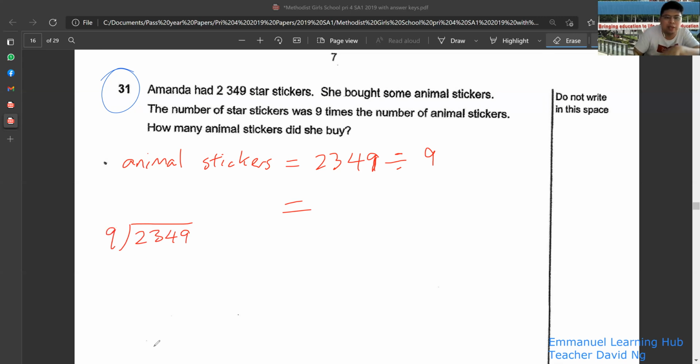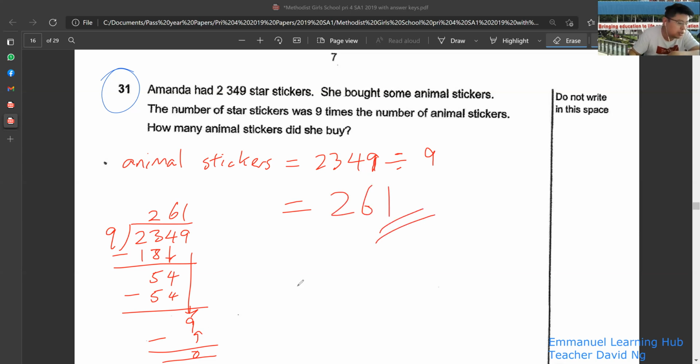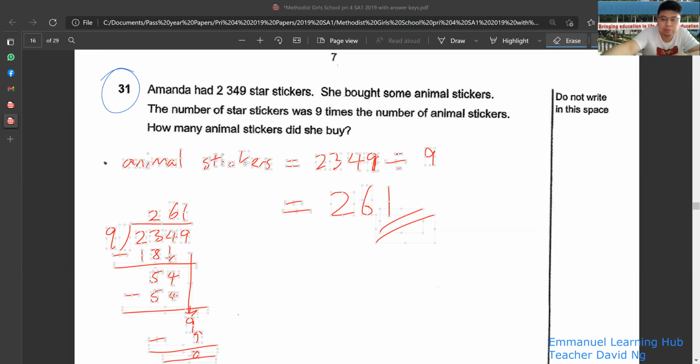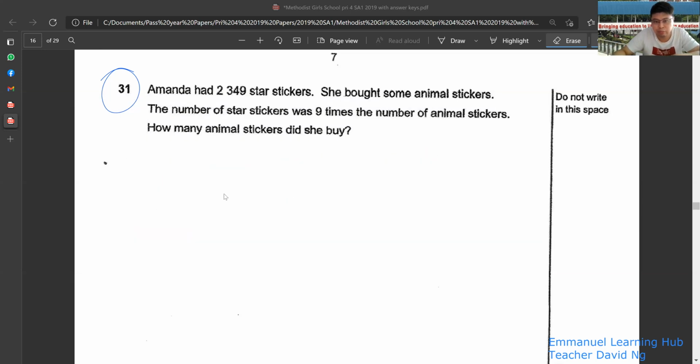Okay, divide by 9. Let's do this together. 9 times 2 is 18. This is 5. Bring down the 4. 6. Then 6, 54 again. Then bring down the 9. 9 equals 0. Then the answer is 261. So animal stickers is 261. You understand now how to do? Yes. Why divide by 9? We got 9 times.